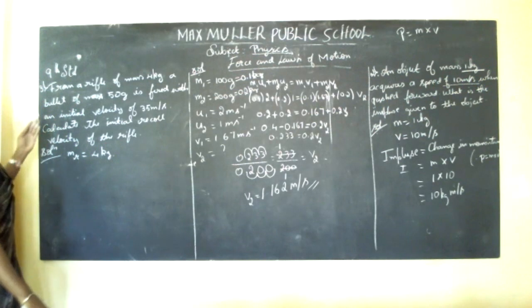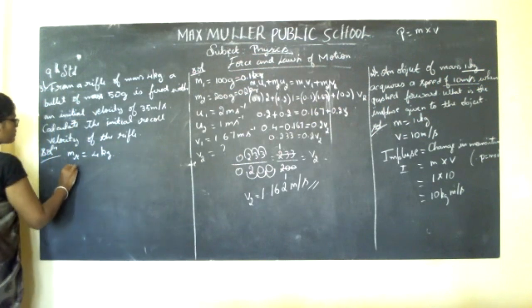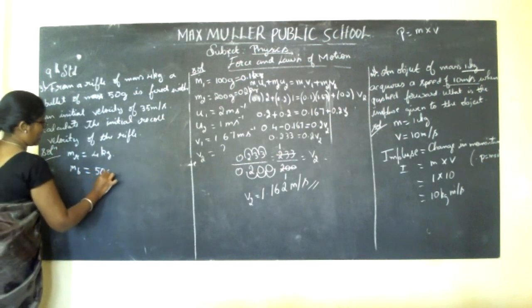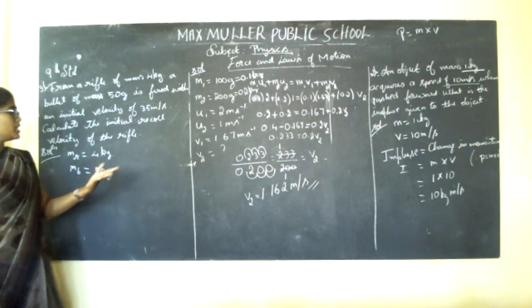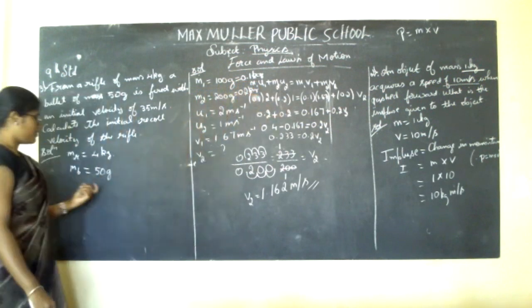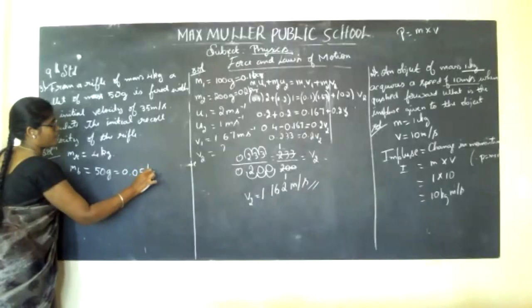Now, a bullet of mass 50 grams is fired. So what is the mass of the bullet? MB. MB is how much? 50 grams. Now I need to convert this gram into kg. Here 100 grams is 0.1 kg. 50 grams will be 0.05 kg.